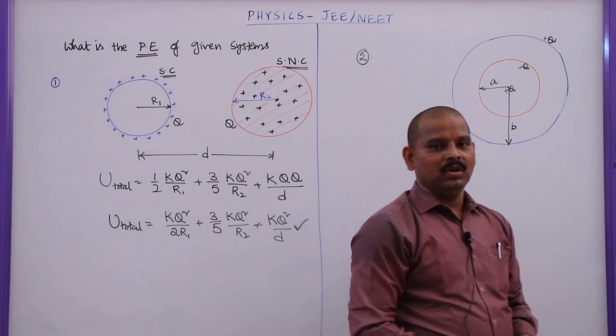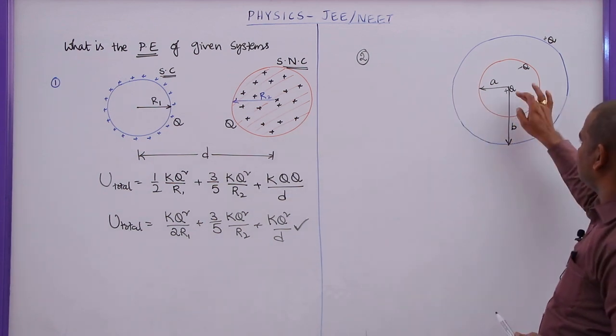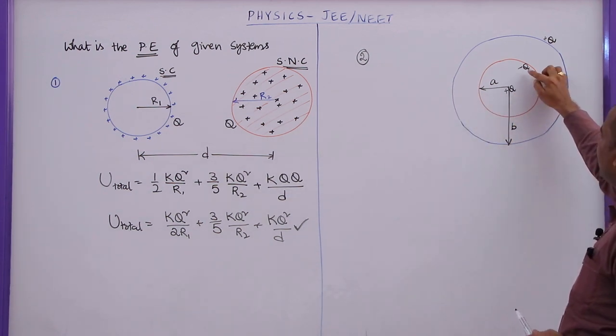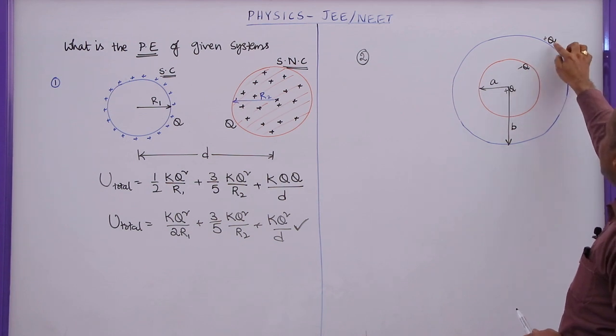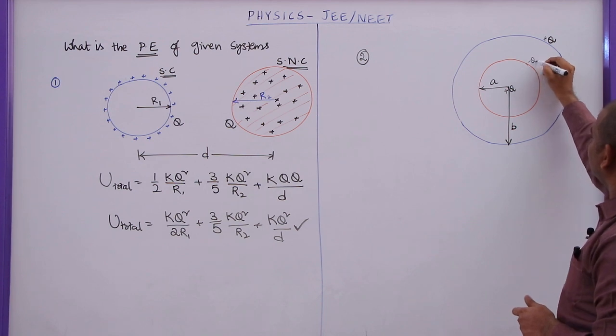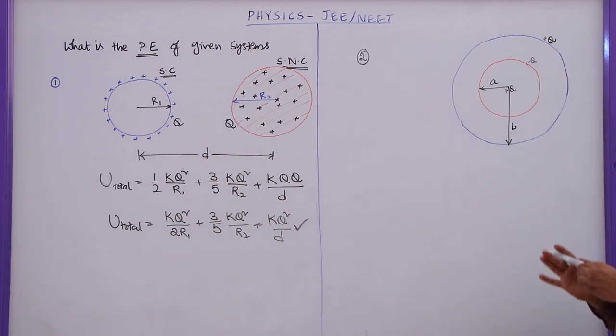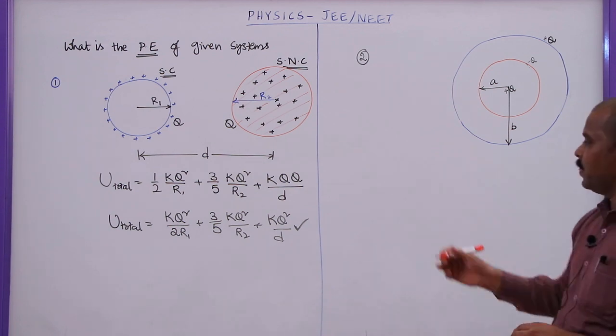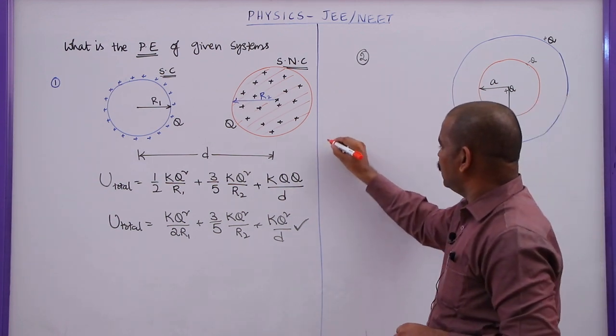Suppose now you take two spherical shells with a common center, with a charge minus q on the first surface and another charge plus Q on the second surface. So here the charges are given like this. Now what is the total potential energy of this system? To find out the total potential energy of the system, let me use the same method.